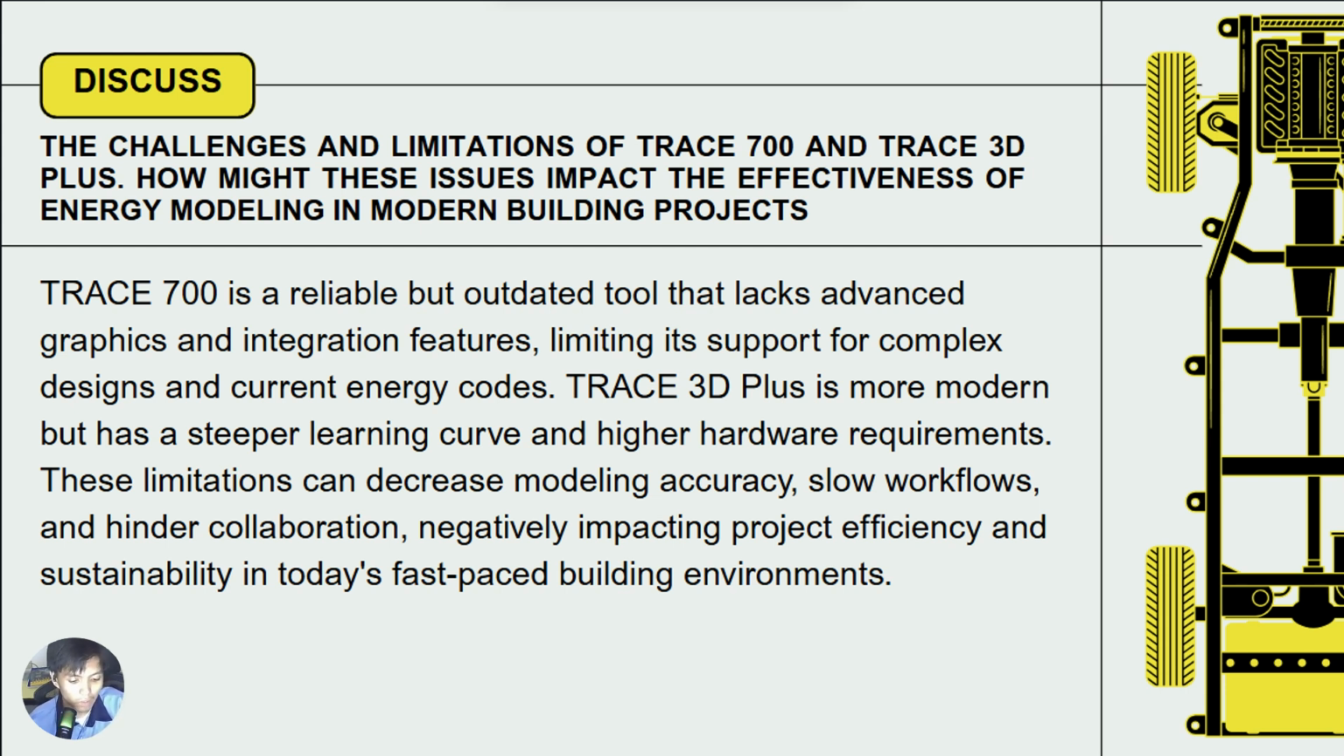Trace 700, while historically reliable, lacks the advanced graphical interface and integration capabilities found in newer tools. Its outdated engine limits the support for complex geometries and current energy codes, and Trace 3D Plus, though more modern, can have a steeper learning curve and hardware requirements. These limitations may reduce modeling accuracy, slow workflows, and hinder collaboration, ultimately affecting project efficiency and sustainable outcomes in modern, fast-paced building environments that demand high fidelity and integrated solutions.